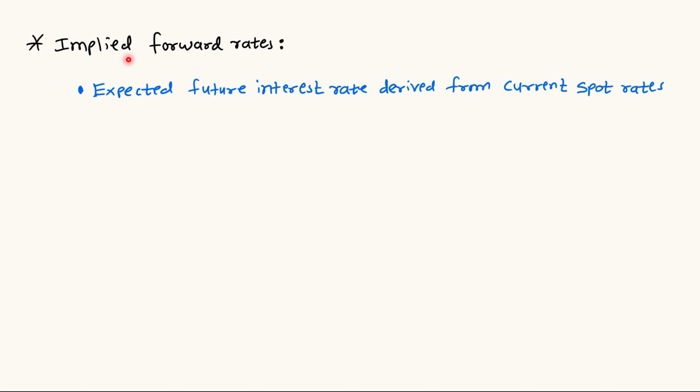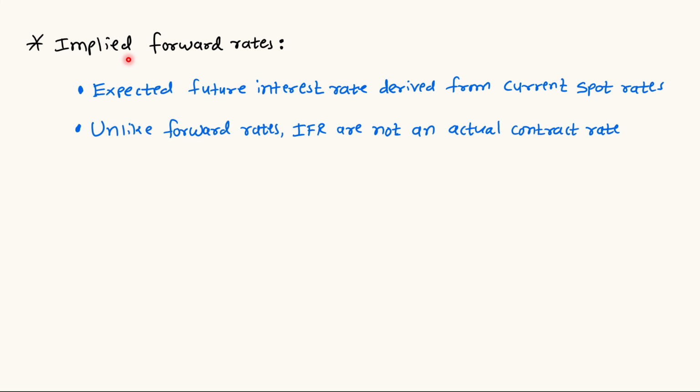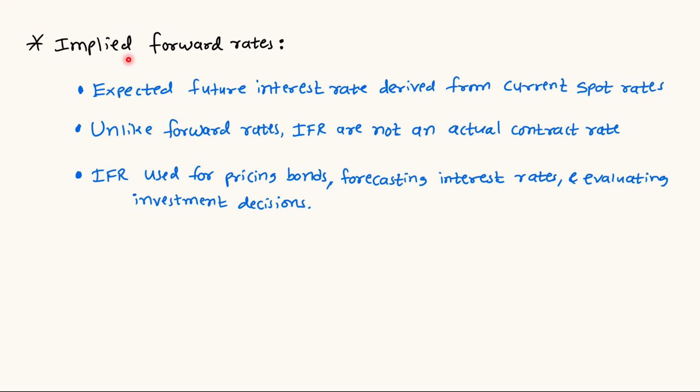So the implied forward rates are the expected future interest rates, derived from the current spot rates from the zero coupon bonds. Unlike the actual forward rates, implied forward rates are not an actual contract rate. Forward rates are the actual agreed upon rate on a contract, but the implied forward rates are not. Also, implied forward rates are used for pricing bonds, forecasting interest rates, and evaluating different investment options that we may have.